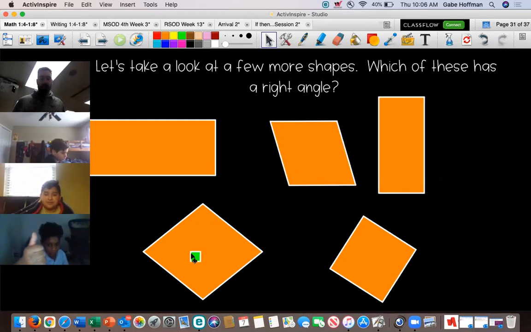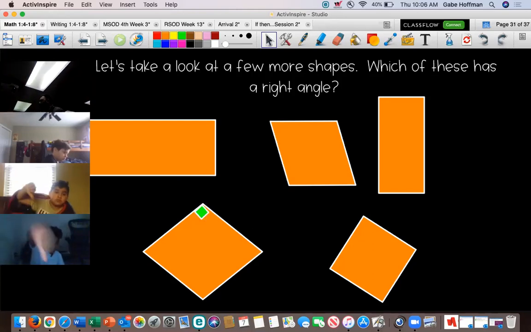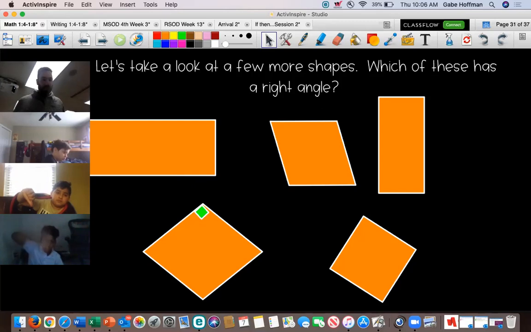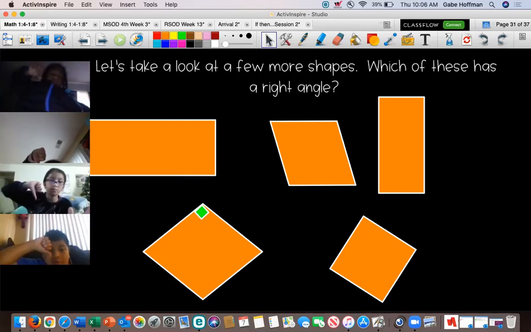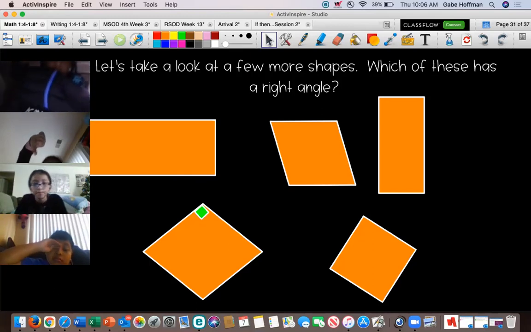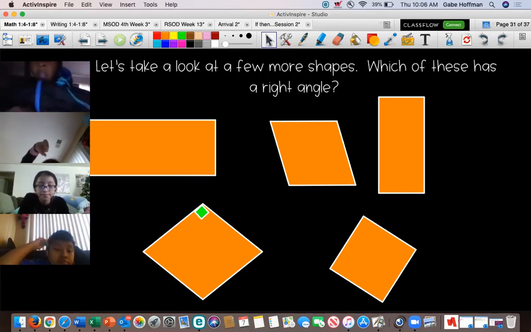Let's go down to this one. This one's going to be close. There we go. Thumbs up or thumbs down, right angle. Corbin, what do you think? Is that a right angle? It's very close, right? But it's probably like 93, 94 degrees. Remember, a right angle has to be exactly 90 degrees. So nope, that one doesn't work.